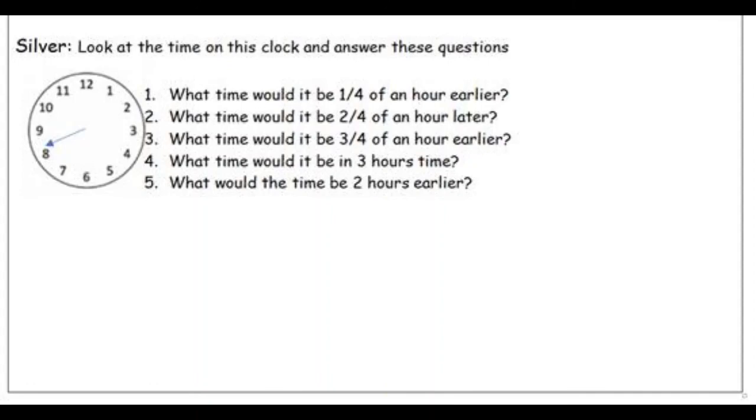Again, with number 2, go back to the beginning with your picture, so go back just past, your hour hand should be just past 8, and then move it 2 quarters of an hour later. So think about the language there. Earlier, later, are you going to be moving the hour hand forwards or backwards? And then go through 3, 4 and 5 as well.